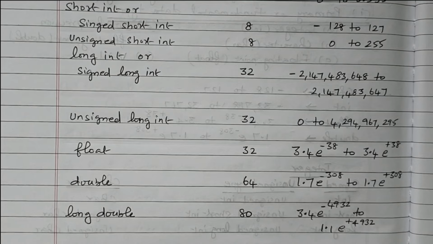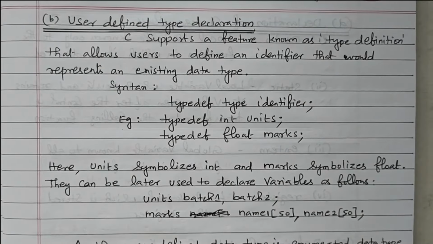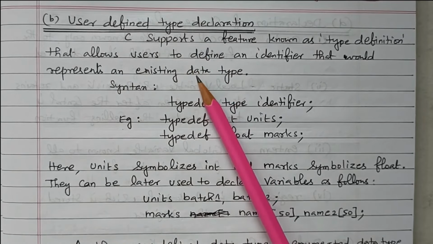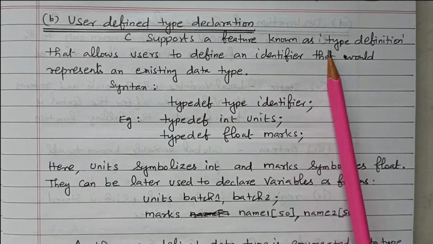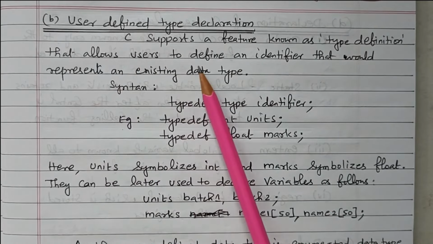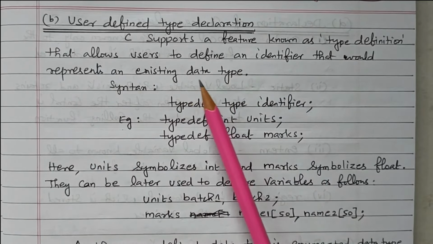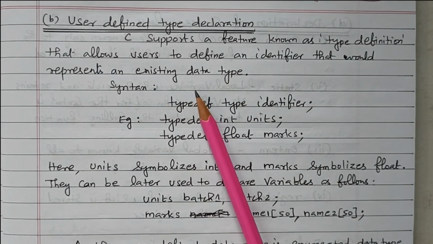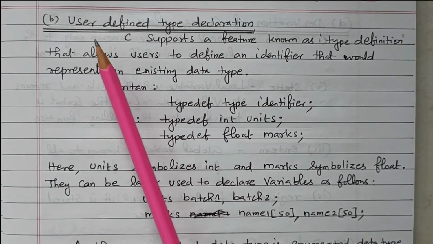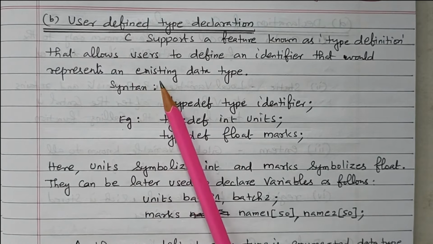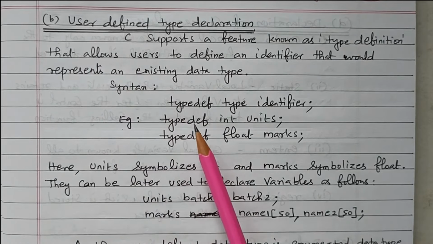Now we'll go to the third type, user defined type data. That is typedef and enumerator. So this user defined data is a declaration. How to declare that? We'll see the declaration also. C supports a feature known as type definition that allows the user to define an identifier that would represent an existing data type. So derived data means user defined. User defined data means the users are allowed to define the data from the existing data. That's why it is called user defined data, right?